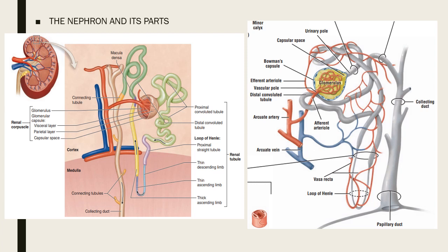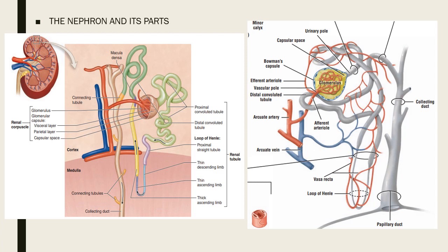Still part of your nephron in your renal corpuscle is your afferent arteriole. Your afferent arteriole has a bigger lumen and carries blood to the glomerulus. Then your efferent arteriole: when your afferent arteriole divides to form your glomerulus, the capillaries will converge again to form your efferent arteriole, which has a smaller lumen and carries blood from the glomerulus.